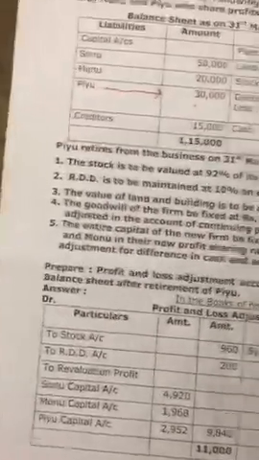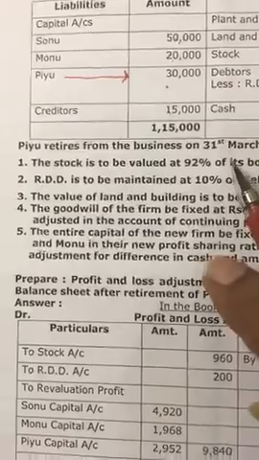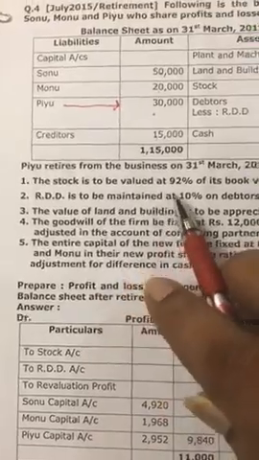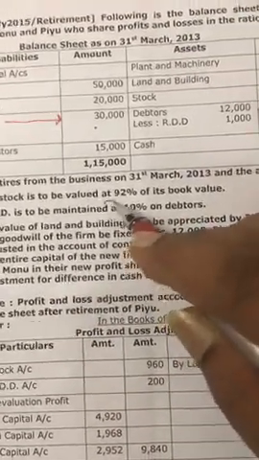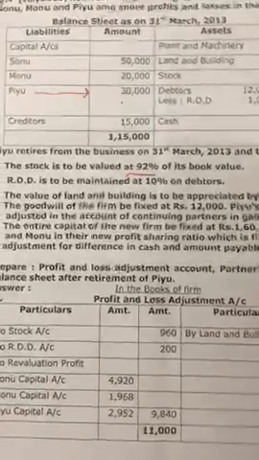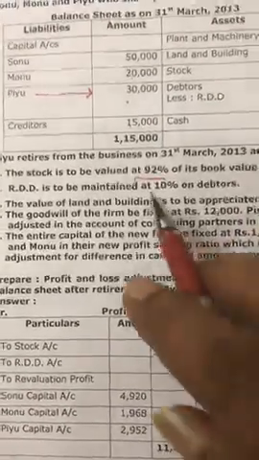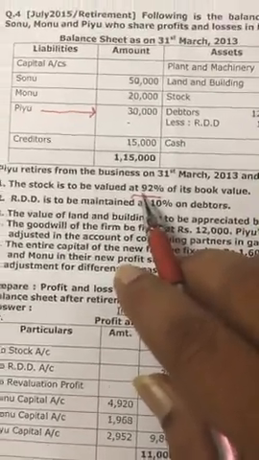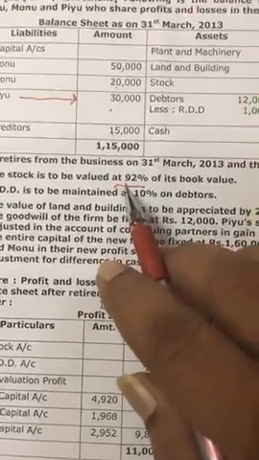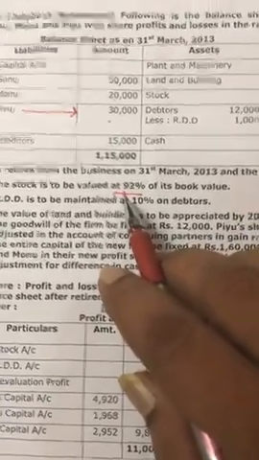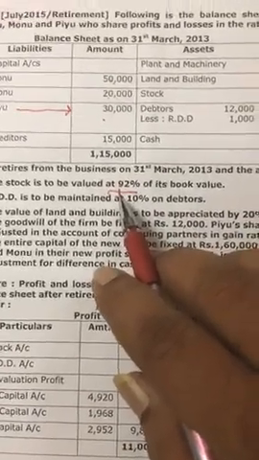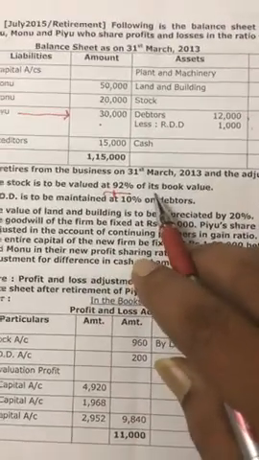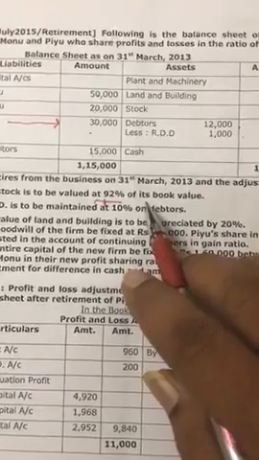Now adjustment. PU retires on 31st March 2013, and the adjustments were stock to be valued at 92%. So a little bit different adjustment. Instead of giving depreciate stock by 8%, the new value is given, that is 92%. So in other words, you will have to find out that there is a depreciation of 8%. This is a new thing which was asked in your exam. A little bit of a trick they have used. So 8% is depreciation or reduction in the value of the asset.